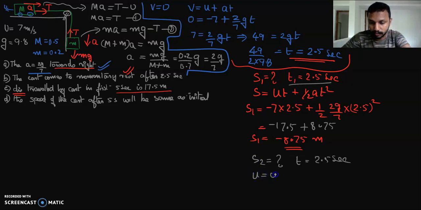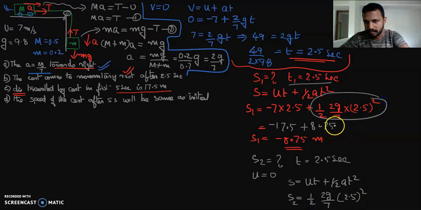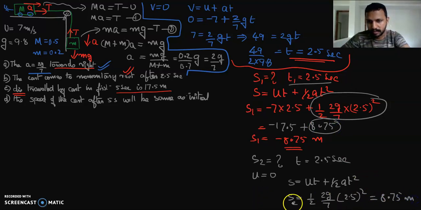Therefore, in this situation we could say u is 0, t is 2.5, and s is equal to ut plus half at square. With u as 0, S2, the second displacement, is equal to half a. What's a? a is 2g by 7, into 2.5 square. Half into 2g by 7 into 2.5 square. We have already done it over here, so the answer will be 8.75 meter. We are getting S2 as plus 8.75 meter.